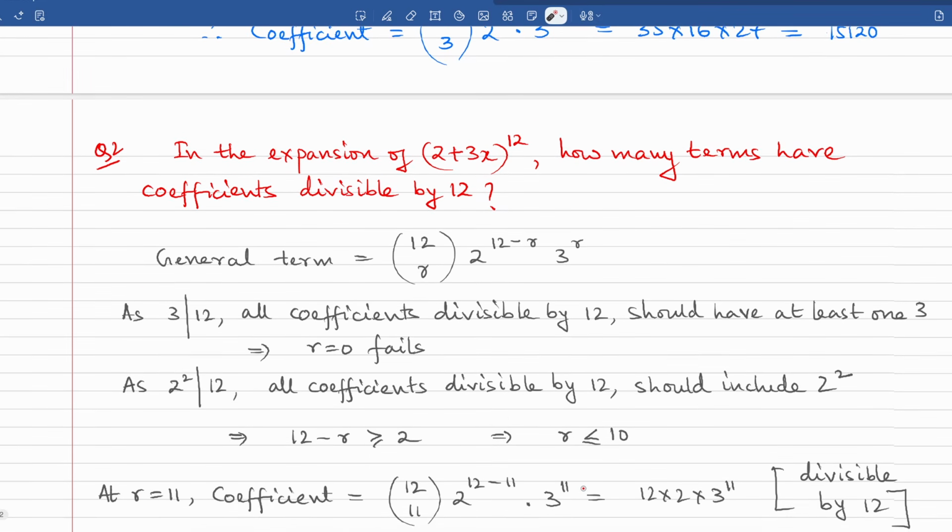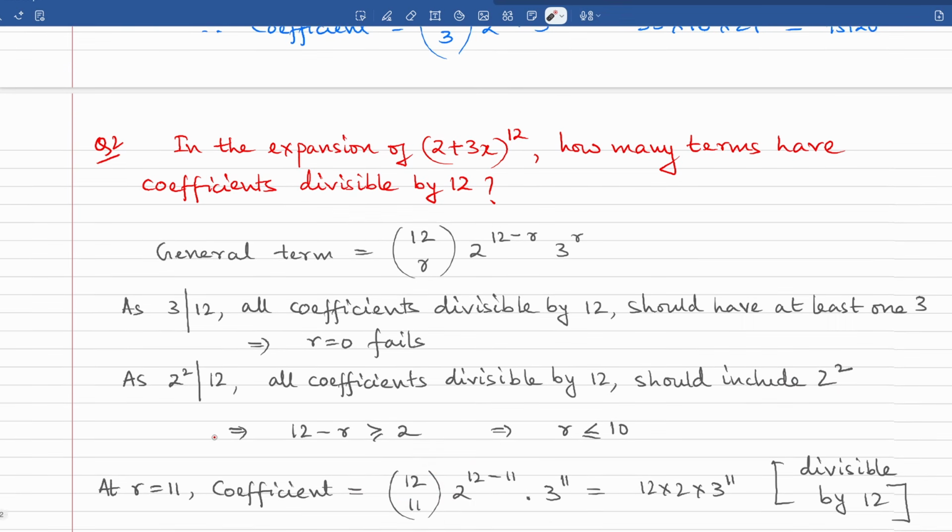Only 2 terms remain to be tested, term number 11 and term number 12. So at r equal to 11, the coefficient becomes 12C11 · 2^(12−11) · 3^11. From this portion of 2's and 3's, I obtain one 2 and eleven 3's. That is not supposed to be divisible by 12, right? Because there is only one 2 and I require at least two 2's to be divisible by 12. However, 12C11 itself is 12. For the 11th term, we have a divisibility by 12.